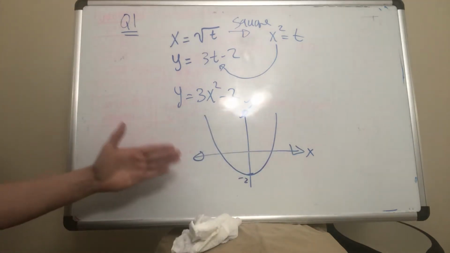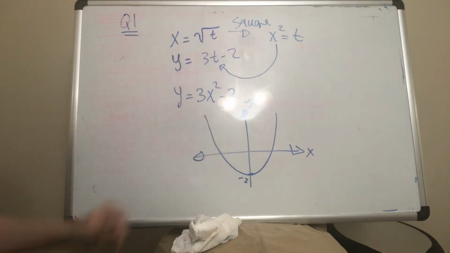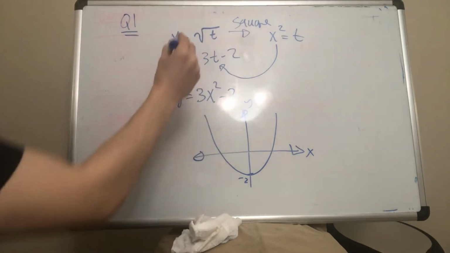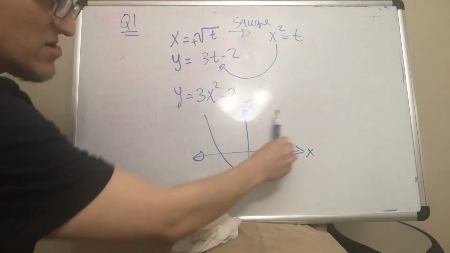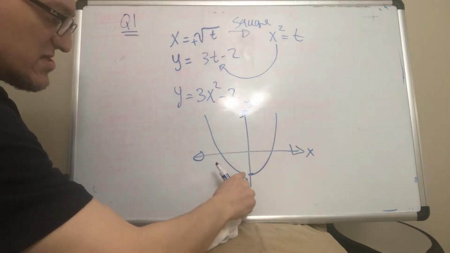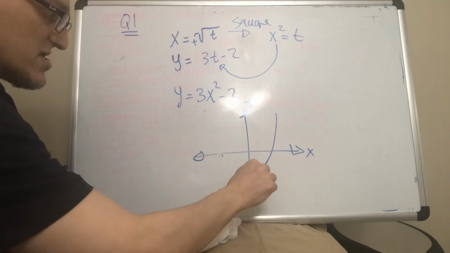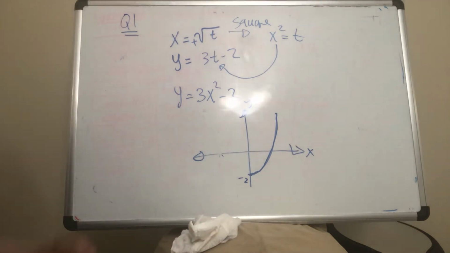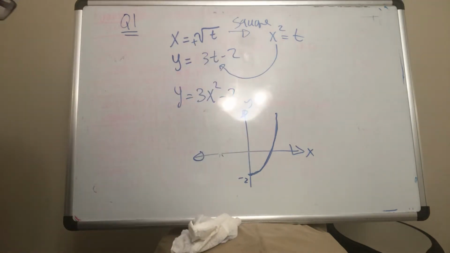Now the question is, do we need the entire curve? Do we need part of the curve? You'll see that x is root t, meaning positive root t. So x is only positive. So you don't need this section of the curve. So you only need the section that goes like this. And for the y, there is no limit for the y, so this is the part of the curve needed.